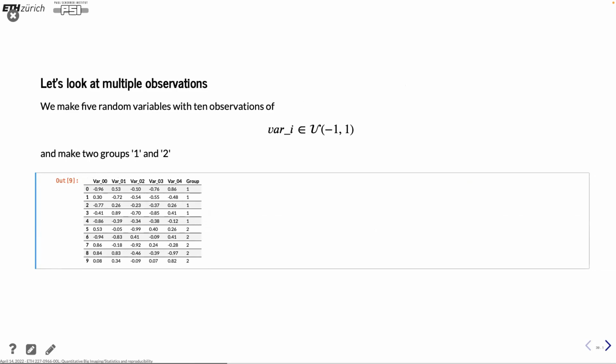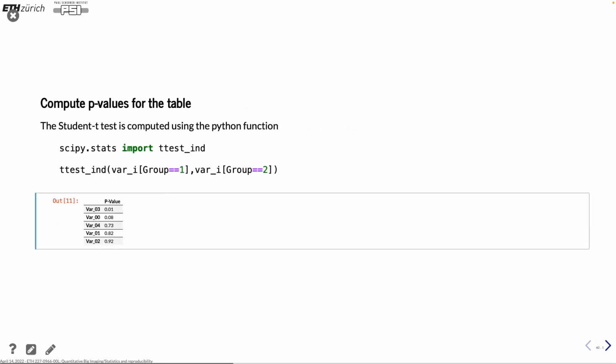If we have now very many observations of very many variables, in this table, it's just randomized values, but we have assigned group 1 and group 2 to them. And now we want to investigate if the first section is different from the other one. And if you run the student t-tests on this, you can see that, yeah, here it is.